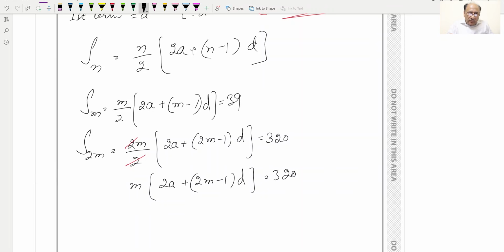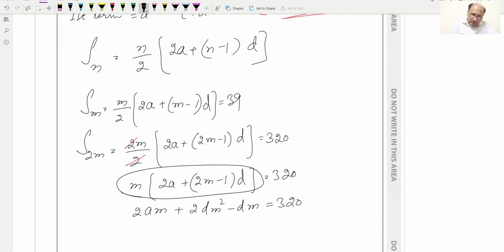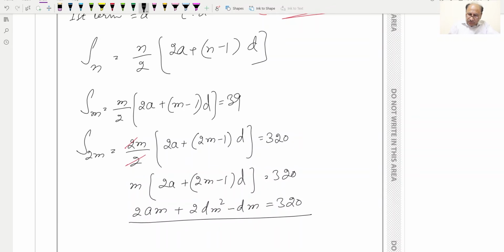Now further we can open the bracket, and this will be 2am plus 2m square d minus md, or dm square, we can write dm square, and minus dm is equal to 320. So what we have done, we have multiplied this m to the inner bracket, and we got this equation.